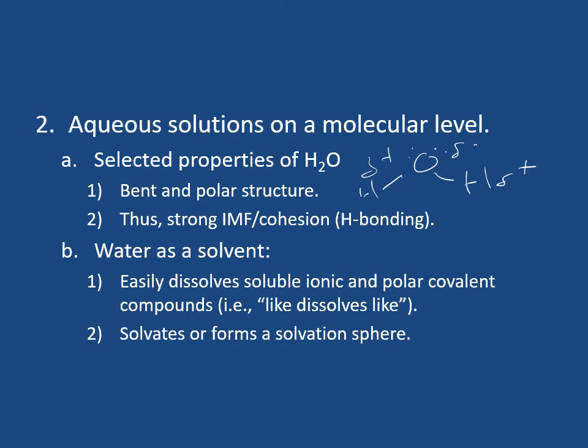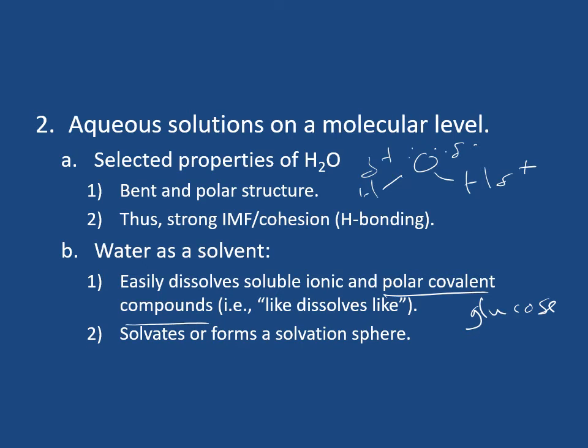Water is really good at dissolving soluble ionic and polar covalent compounds. An example of a nice polar covalent compound would be glucose. But actually water will dissolve anything from those first 3 examples. So that's the basic idea behind why water is so good. Also, it's cheap, it's plentiful, and it is safe.